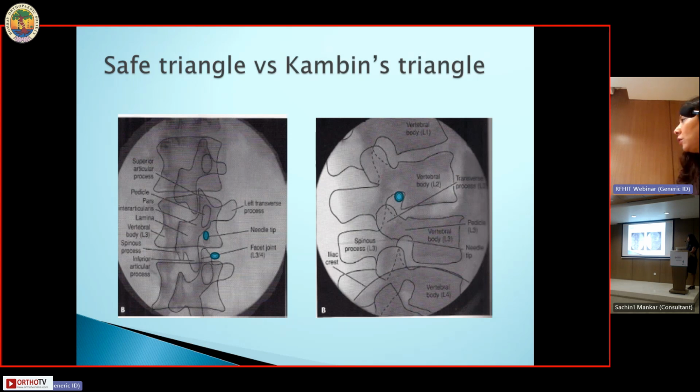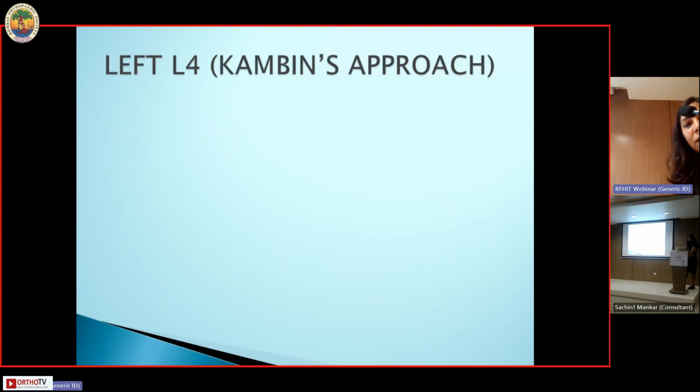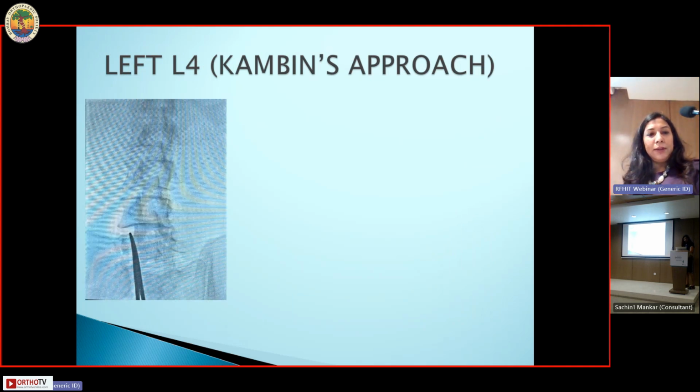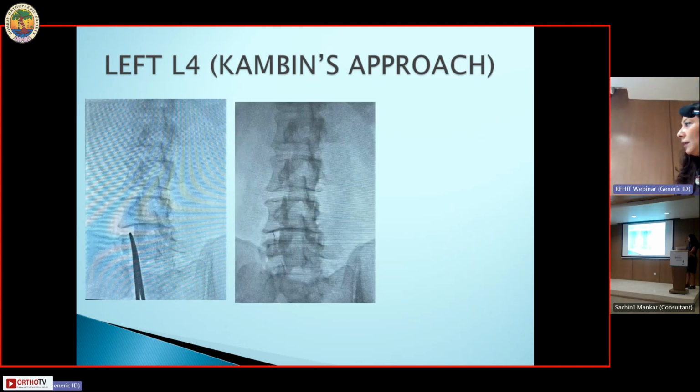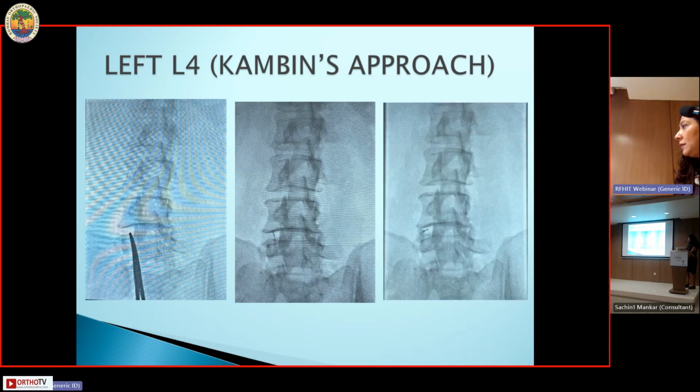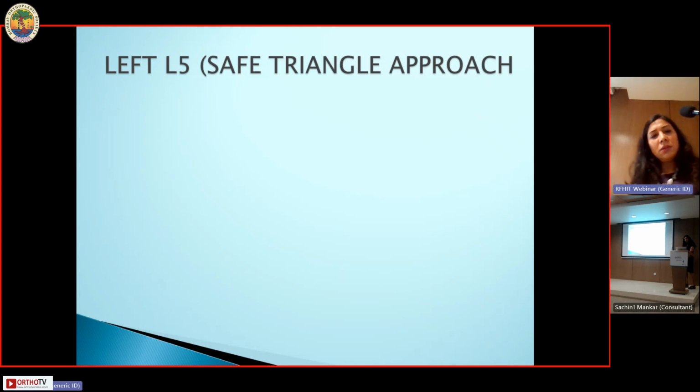Your final needle position on lateral screening would be superiorly for the safe triangle, and inferiorly when you're doing the Camden's approach. So I'll show you on the left L4 Camden's approach here. You mark the skin at the L4 level, then you give local anesthetic, and this is followed by placing the needle.